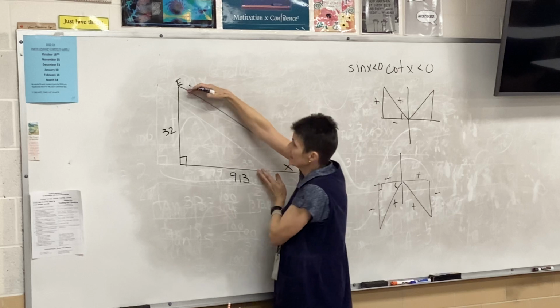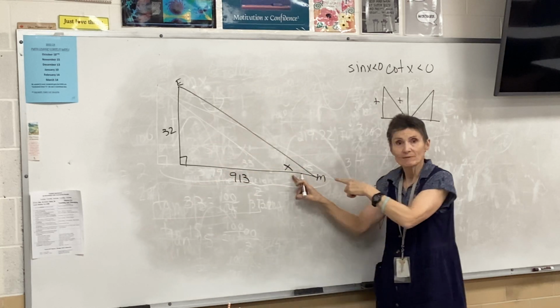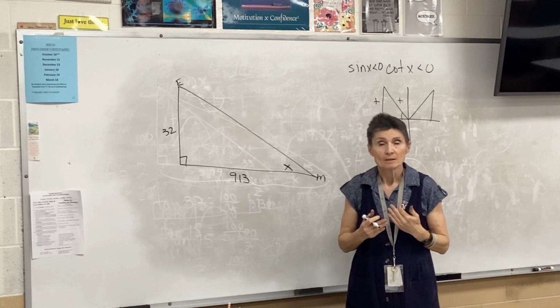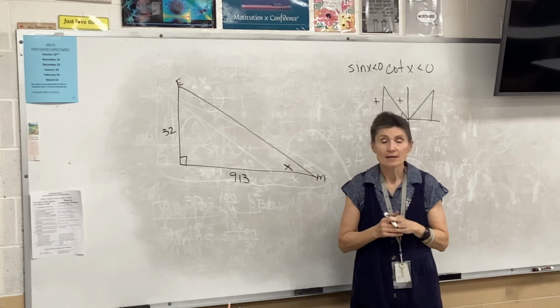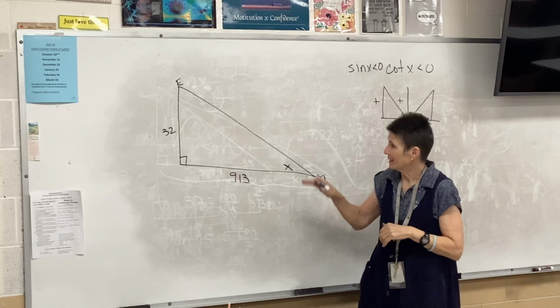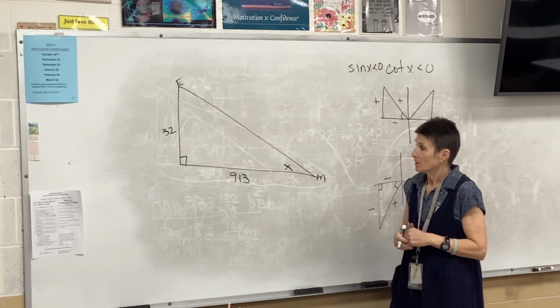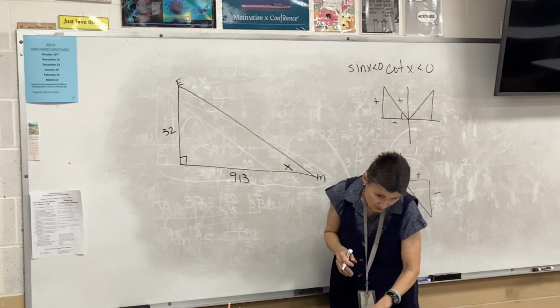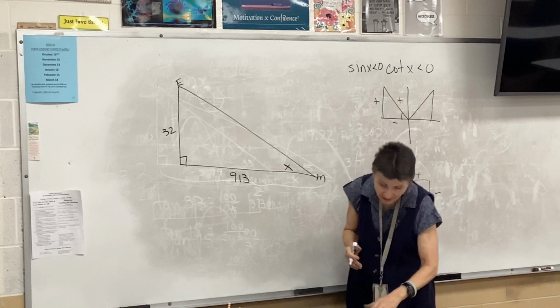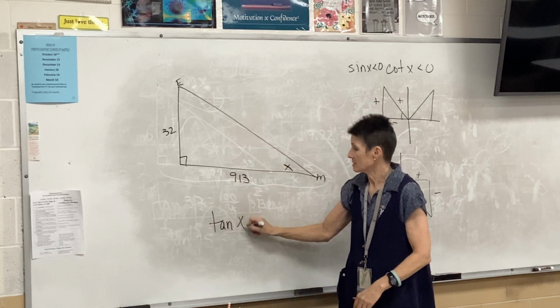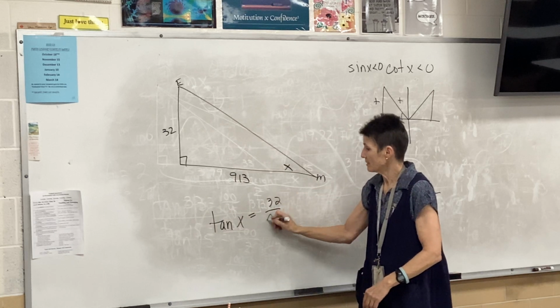But because of alternate interior angles, your angle of elevation and your angle of depression will always be the same. So I always put it right there. I know it's an angle of depression, but it matches the angle of elevation. So that's where I'm putting it. Okay, my job is to find x, right? That's what I'm looking for, an angle of depression. So I'm going to use tangent. So tan x equals 32 over 913.